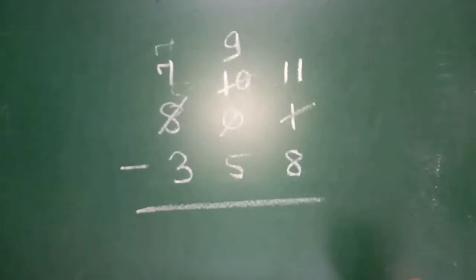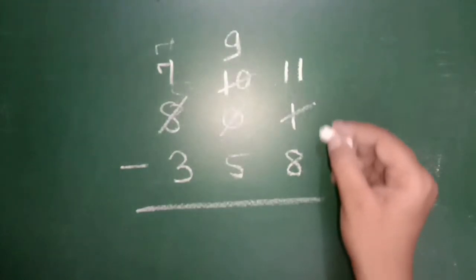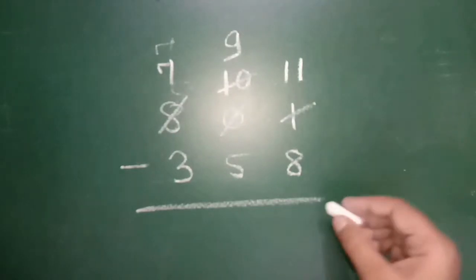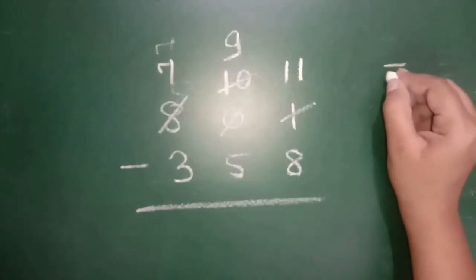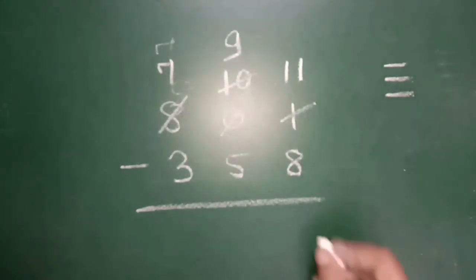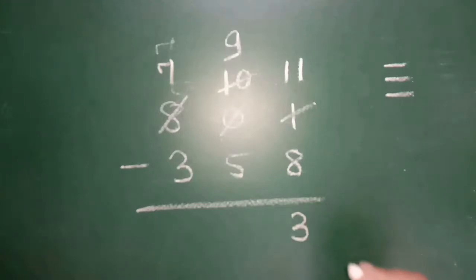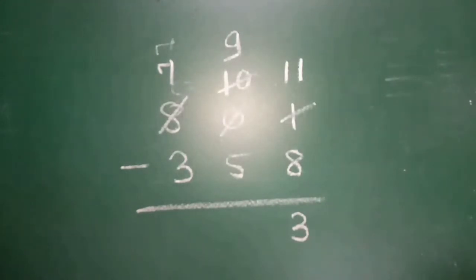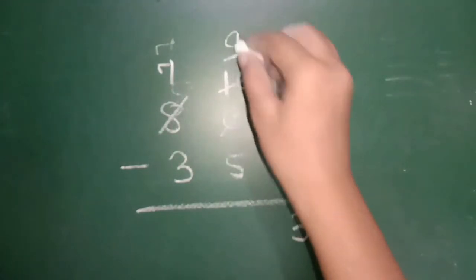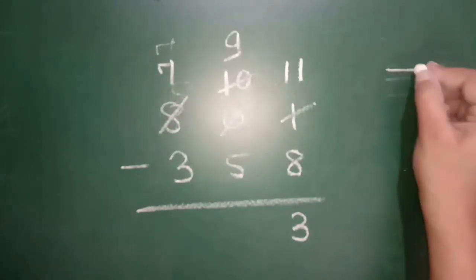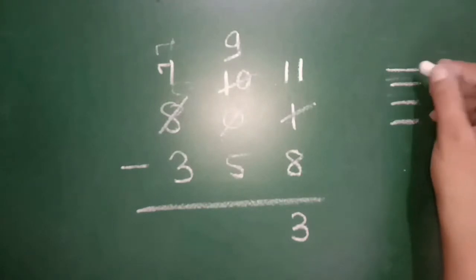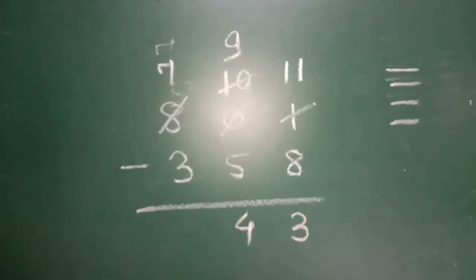Okay, so student, we can subtract 8 from 11. Count to 11 after 8. 9, 10, 11. 1, 2, 3. Write here 3. Okay. Now subtract 5 from 9. Count to 9 after 5. 6, 7, 8, 9. How many lines are here? 1, 2, 3, 4. So write here 4.